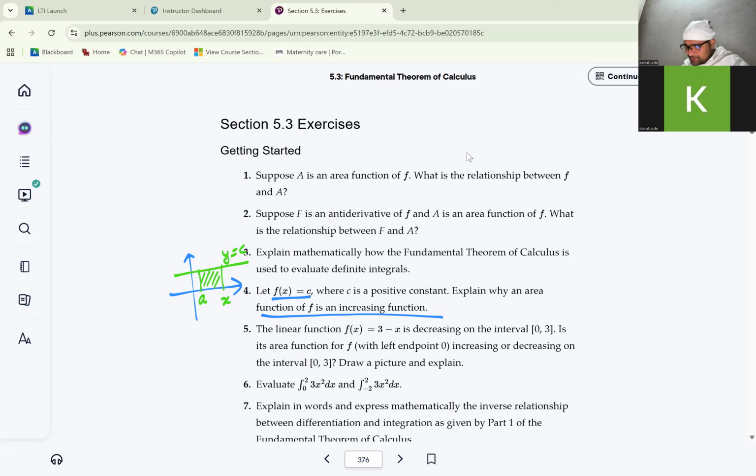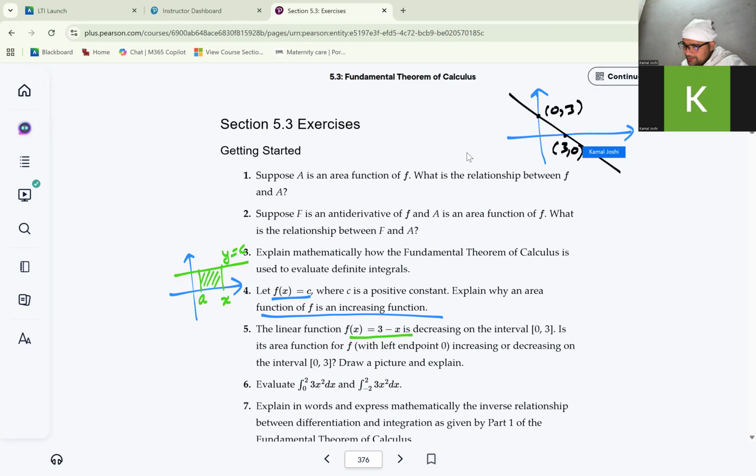The second question here says the function is f of x equals 3 minus x. So let us draw the graph of 3 minus x. Not very difficult, because the slope is -1 and the intercept is 3, right? So the points are going to be (0, 3) and (3, 0).